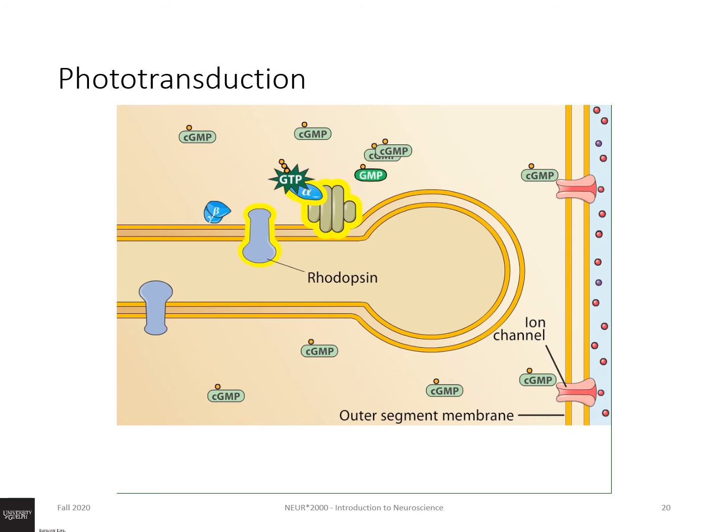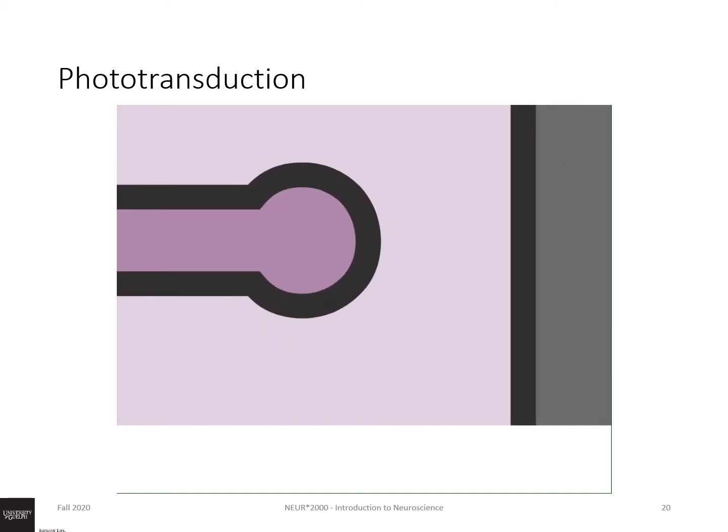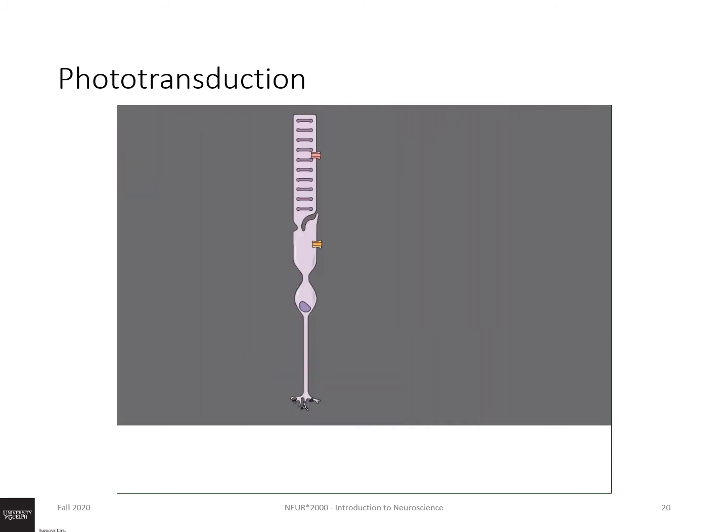Phosphodiesterase hydrolyzes cyclic GMP, thus lowering the concentration of cyclic GMP throughout the outer segment. As the concentration of cyclic GMP falls, this molecule no longer binds to and holds open ion channels in the surface of the outer segment membrane. Let's compare the action of the ion channels in the light and in the dark.